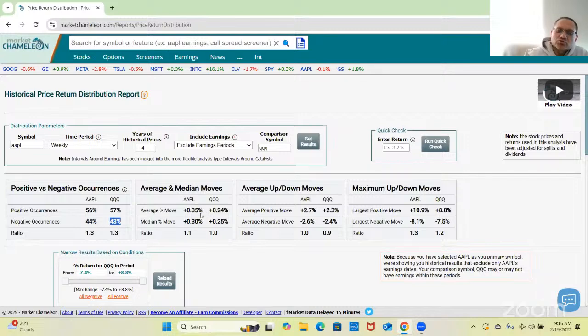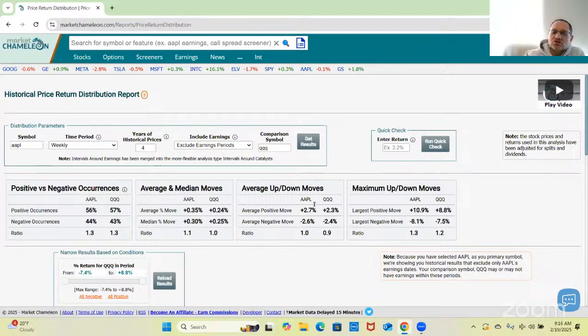What about the average move? So in this period, on average, Apple was up 0.35% versus QQQ 0.24%. So in this time frame, 4 years, on a weekly basis, Apple outperformed the QQQ. The median move for Apple was 0.3 versus 0.25, but very close together there. What about the magnitude of the up moves versus down moves?